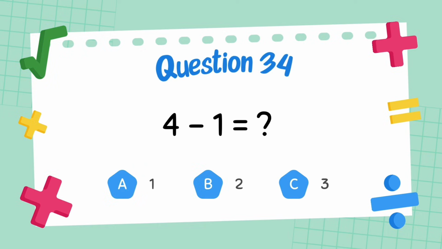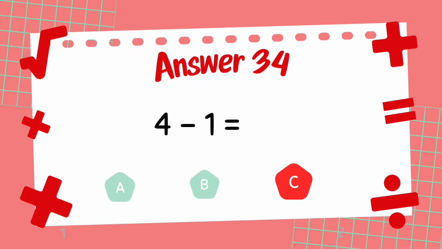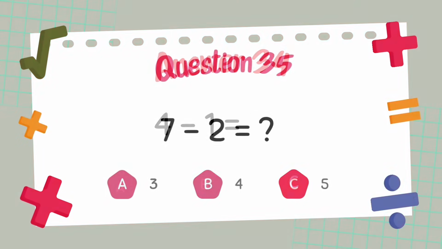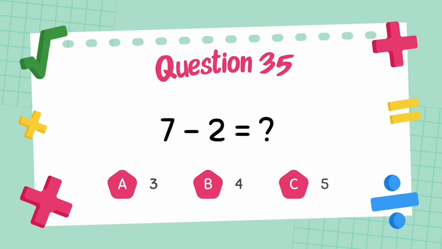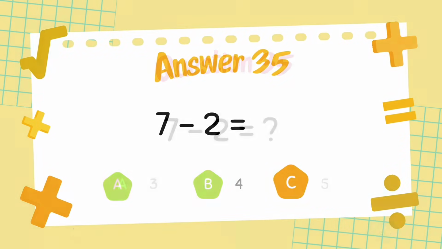What is 4 minus 1? The answer is 3. What is 7 minus 2? The answer is 5.